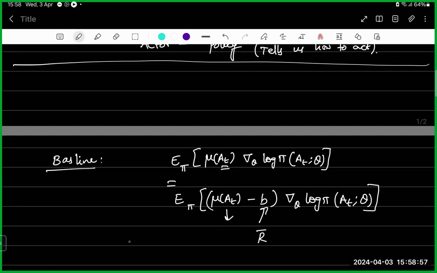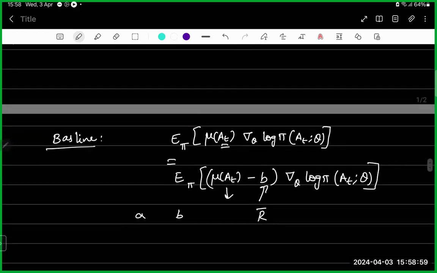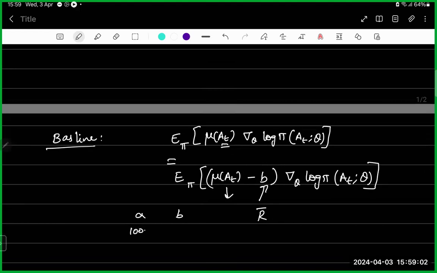For example, let's say there are two actions, A and B, and let's say mu of A is like 1000, and mu of B, let's say, is 1020. So now these numbers are a little larger, right? So instead of using mu of A here, you just use mu of A minus mu of A plus mu of B by 2, so that the term which we use here will not go too high or too low. We are just subtracting the average from this.